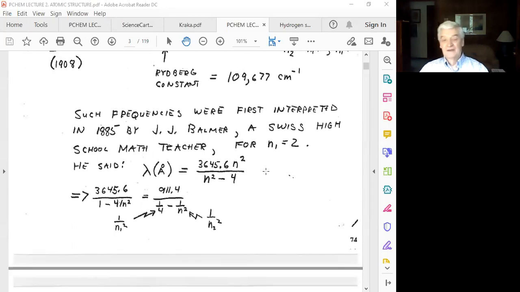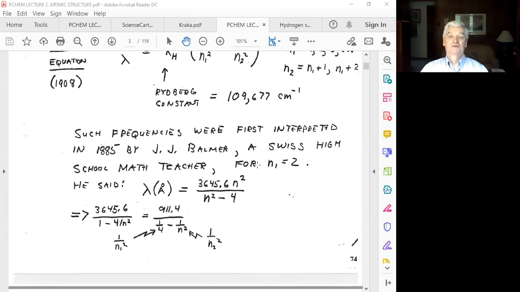Okay, so Balmer came up with this formula, and how is this related to the Ritz equation? So I'm going to take Balmer's formula, and I'm going to divide through first by n squared. So we'll take n squared out of the denominator and out of the numerator also. This is what we wind up with. You'll see it'll be 1 minus 4 over n squared.